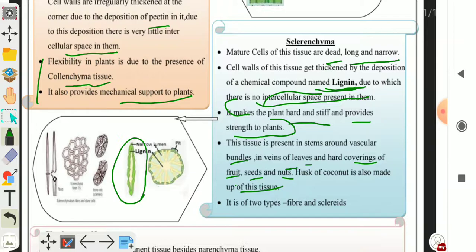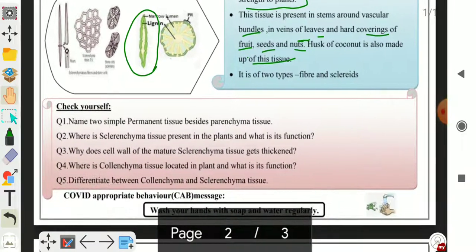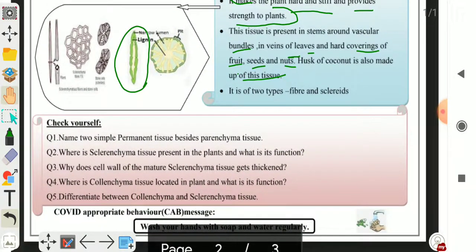Now we will discuss question answer. First question is, name the two simple permanent tissues beside the parenchyma tissue. First one is given to you, parenchyma, second is collenchyma, and third is sclerenchyma. So, you have to write here collenchyma and sclerenchyma.